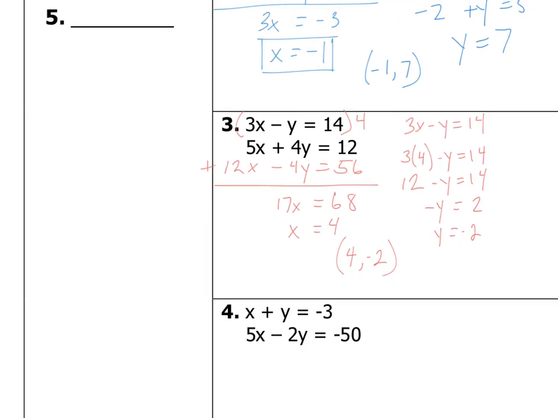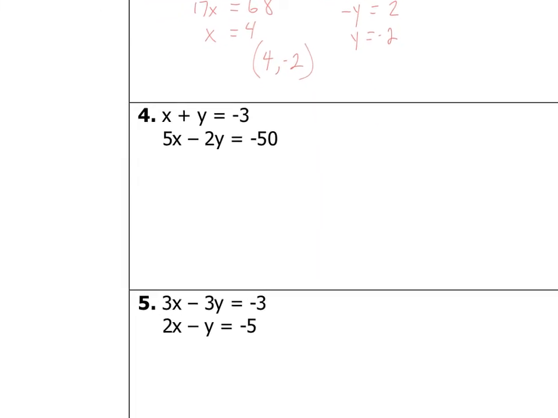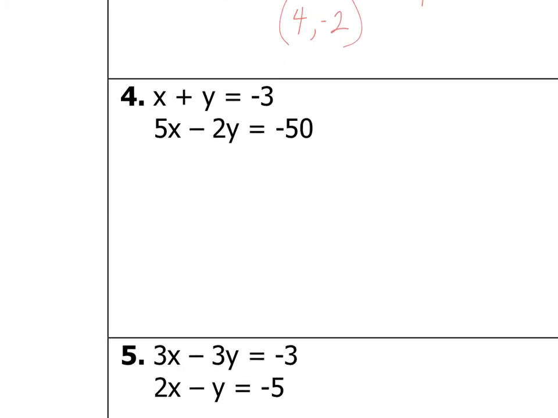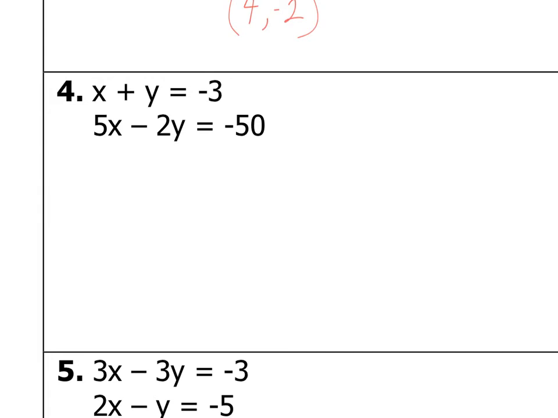Okay? Great. We're doing fantastic. Number 4, here we go. So a little bit of choice on number 4. I get to really decide if I want to cancel out my x's or my y's. And that really depends on, I don't know, just whatever you want to do. It's not going to make a difference. I'm still going to get the same answer. I do know we're going to have to multiply the top equation by a number.